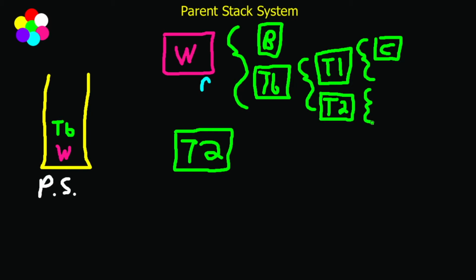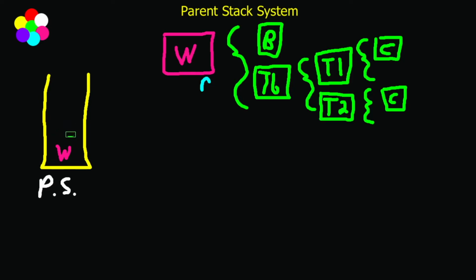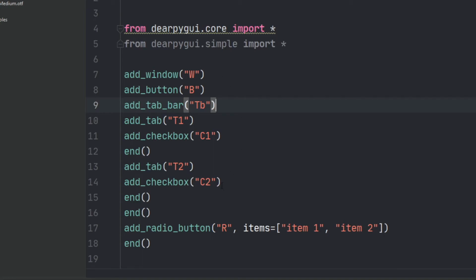And again, same process for the second checkbox. Let's see, that would be C. The next item was a radio button, and that needed to belong all the way back to the window. So again, you can call end and pop the tab bar off of the parent stack. And then you're back at the window. You add your radio button, and you are back here. So that's what's going on here. All these ends are just popping things off the stack.